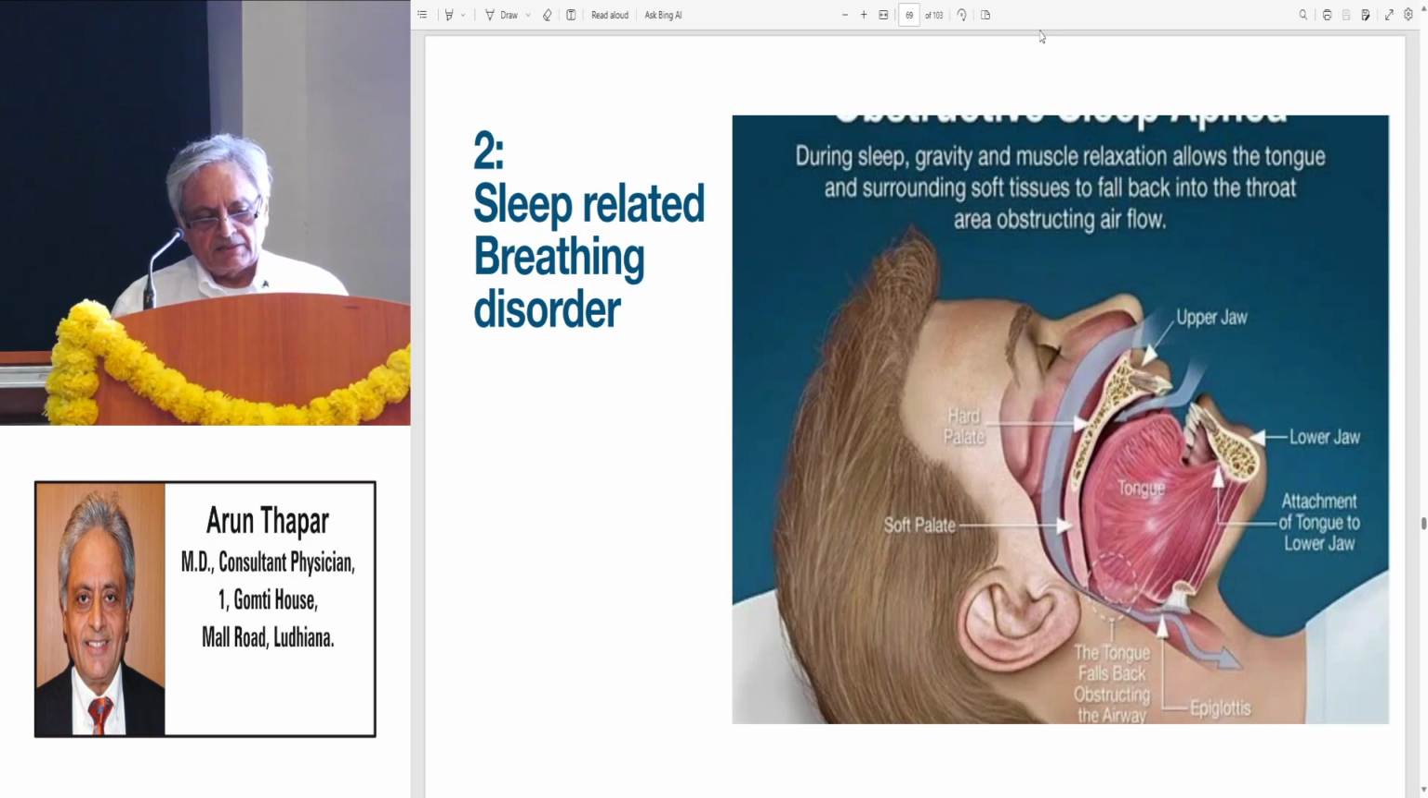Now the second is the sleep-related breathing disorders. Now what happens during sleep? The gravity and the muscle relaxation allow the tongue and the surrounding soft tissue to fall back into the throat, obstructing the airflow.